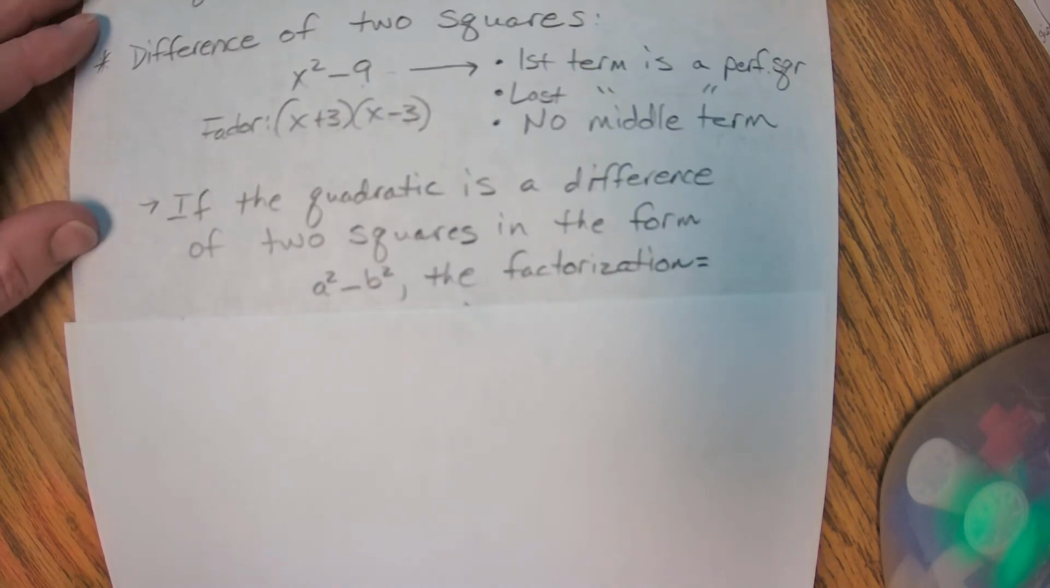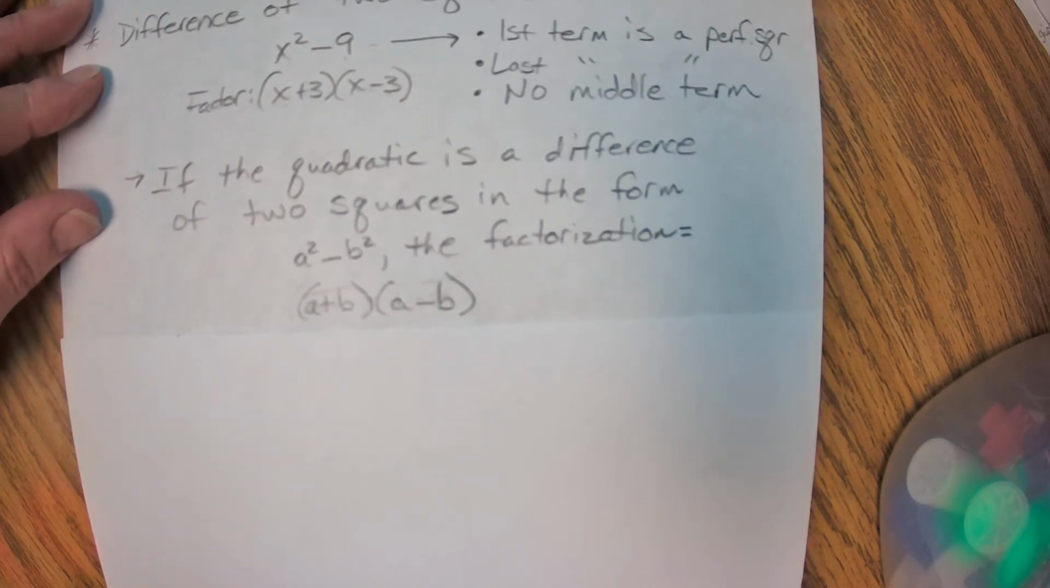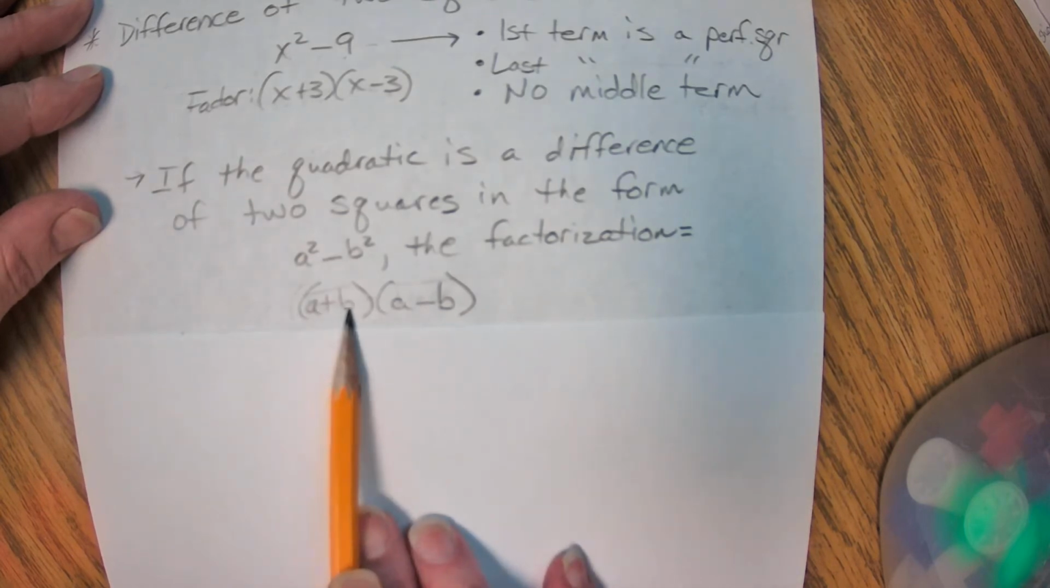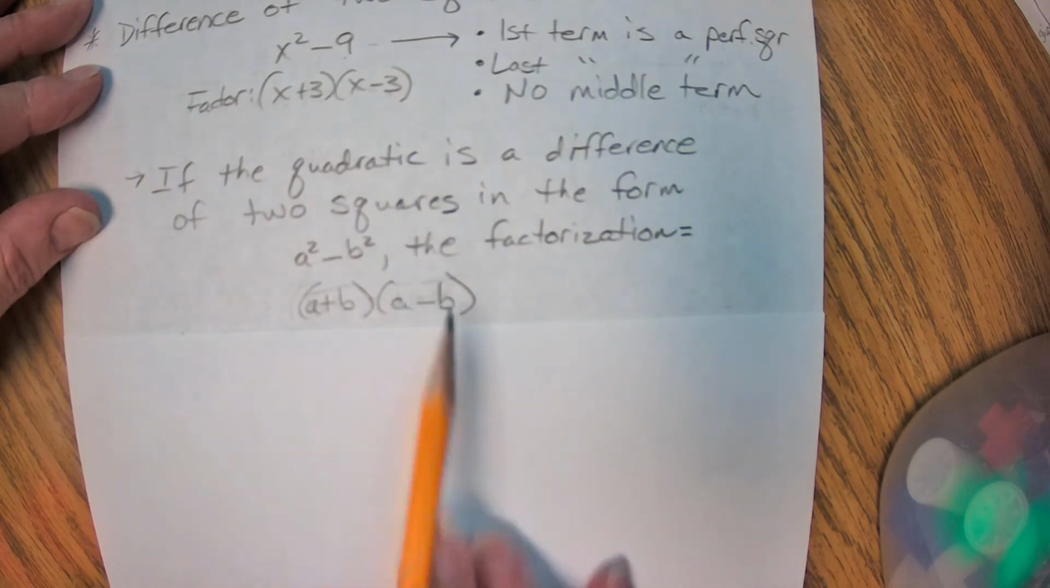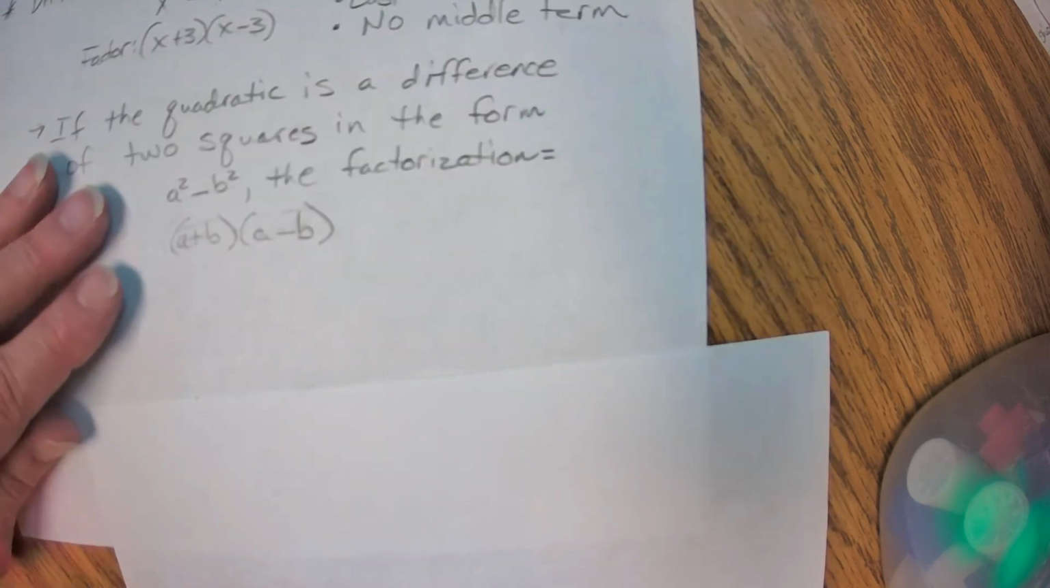If the quadratic is a difference of two squares in that form a squared minus b squared, then you just take the square root of a plus the square root of b times the square root of a minus the square root of b. That's all there is in 7.7.